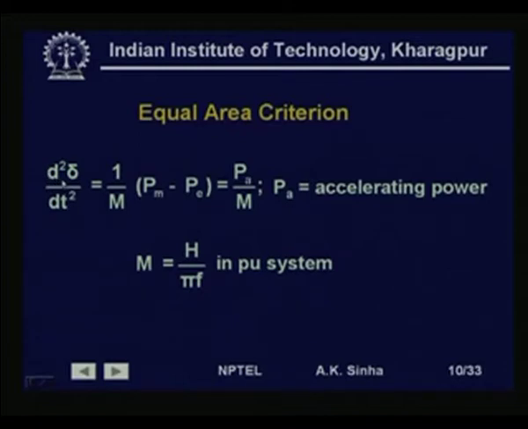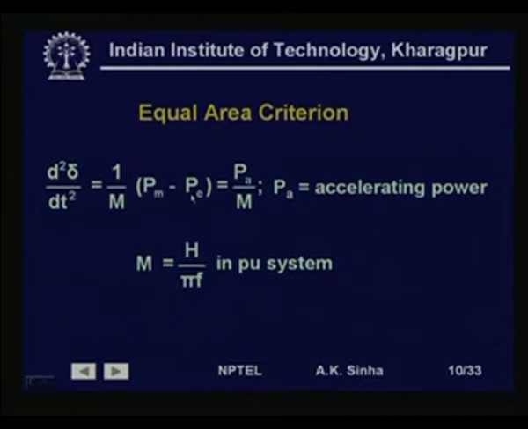We have the swing equation, which we write as M d²δ/dt² = Pm − Pe. I have taken M from the left hand side to the right hand side, so d²δ/dt² = (1/M)(Pm − Pe). Pm − Pe is the accelerating power: if the difference is positive it is accelerating power, if negative it is decelerating power. So we write this as Pa/M, where Pa is the accelerating power. M, as we have already seen, is the angular momentum in per unit, also called the inertia constant. M = H/(πf) in per unit system, that is what we had seen earlier. I am using the same relation here.